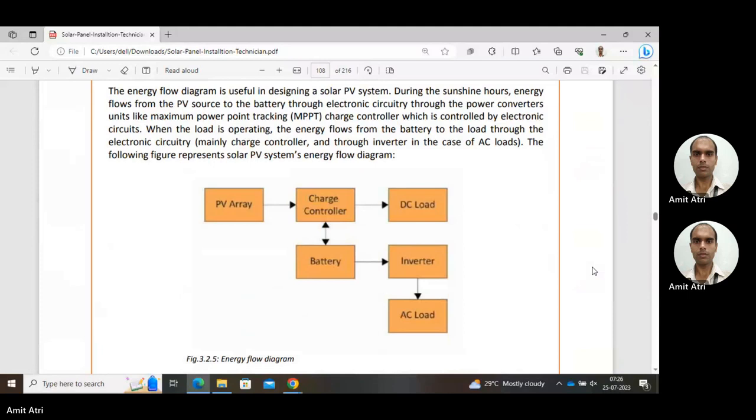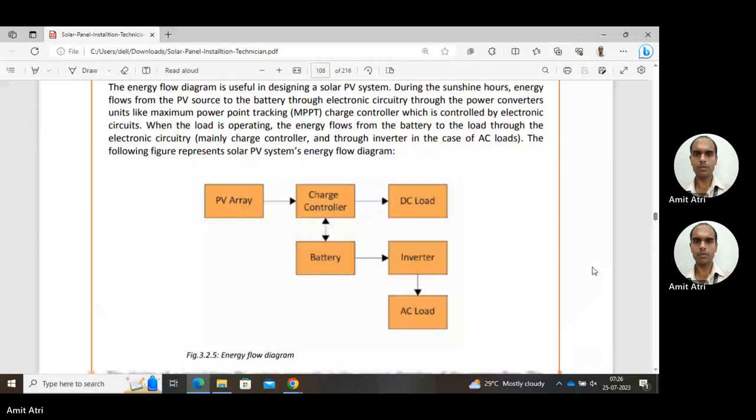Okay, so the charge controller makes the output available from the battery suitable for the DC load. It also makes the output from the PV array suitable for charging the battery. So the load is not directly connected with the PV array, it is connected through the battery, and from there we are feeding the load. So in the diagram, we saw power flow from the panel to the charge controller to the battery to the load, through the inverter also in case of AC load.